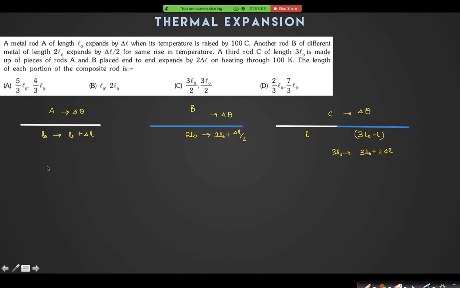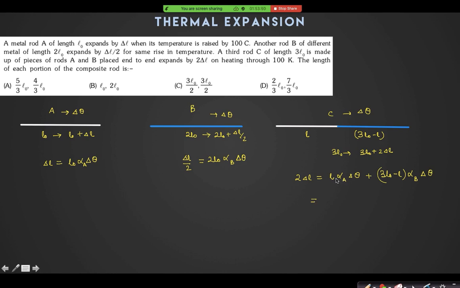So what I can write here, that delta L is equal to L naught alpha delta theta, alpha of A, delta L by 2 is equal to 2L naught alpha of B into delta theta. Yes or no? Yes, sir. Here 2 delta L is equal to L alpha A delta theta plus 3L naught minus L alpha B delta theta. Yes or no? Yes, sir.